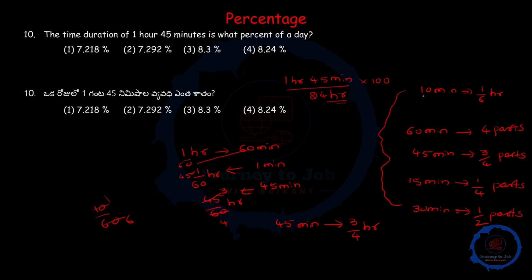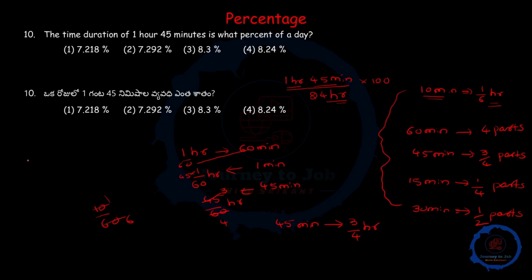This is actual time. This is in hours, but we have to find out minutes in the hours part, because it is 1 hour and 45 minutes. If the two are in different units, you cannot divide.